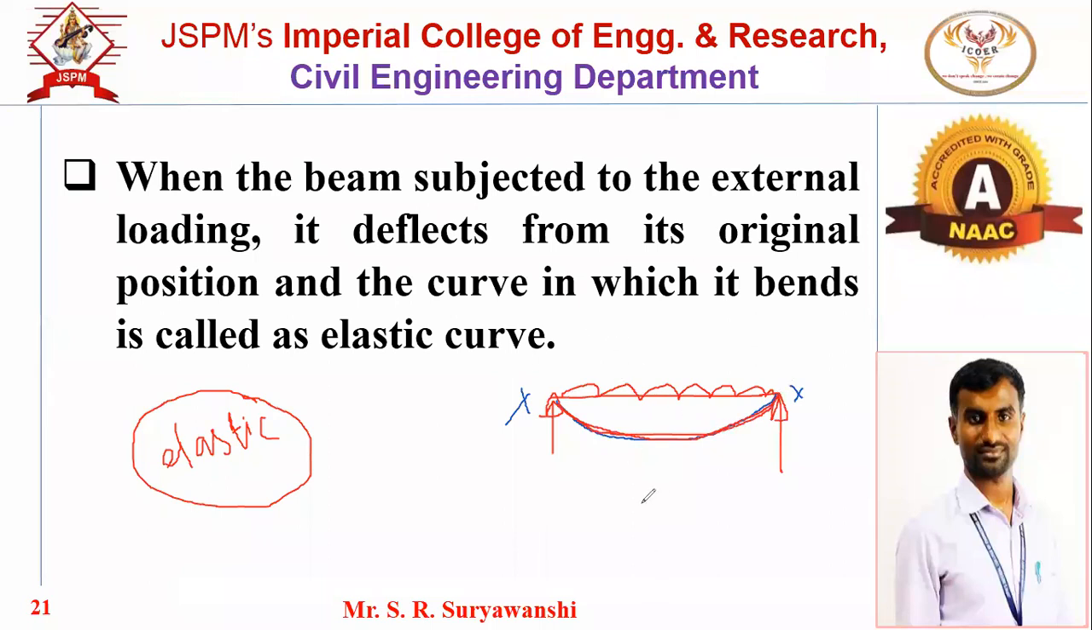So why will that elastic curve be formed? Because we assume the material is elastic. It will obey Hooke's law up to a certain limit. Due to the loading condition, it will have the deflection. So at each and every point, suppose this is point 1, this is point 2, this is point 3, this is point 4. Now at each and every point, if you have to find out the deflection, this is the deflection from the original reference position. So this is the deflection at point 1. This is the value of vertical deflection at point 2. This is the deflection at point 3, and this is the deflection at point 4.